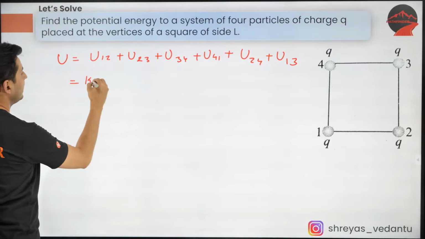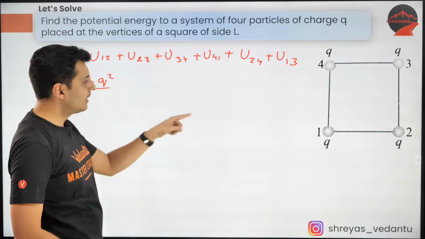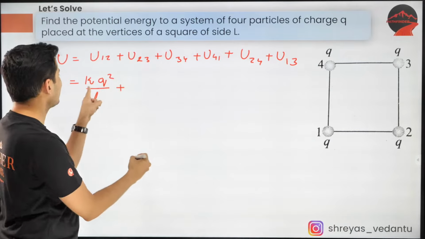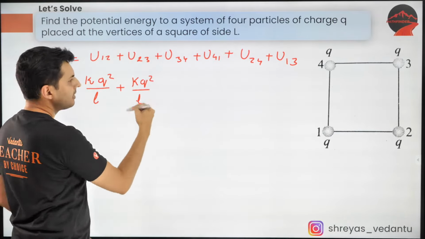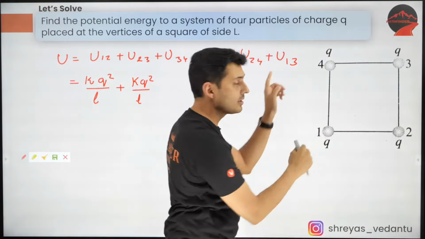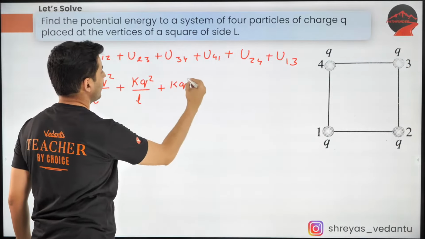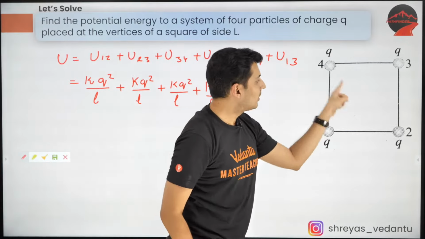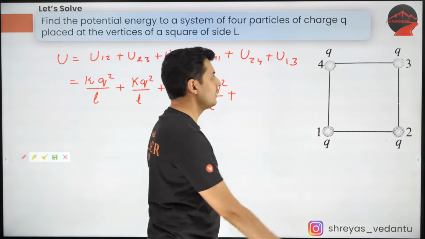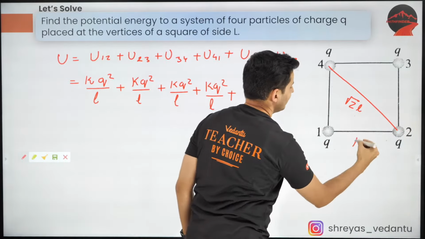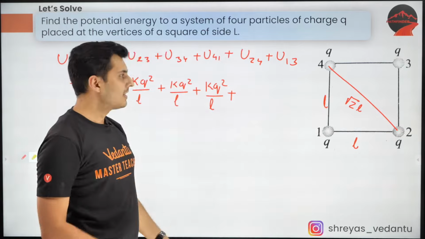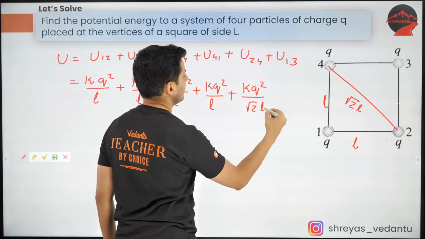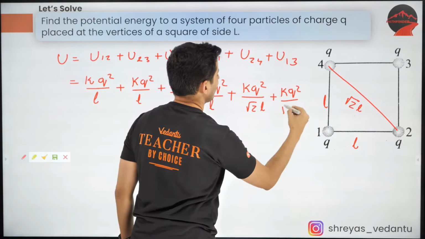Now each one will have KQ, that is KQ square by the distance between 1 and 2. What's the distance? It is L. So even this will be the same. It will be again KQ square by L, because these two and these two all have the same separation L. So KQ square by L plus KQ square by L plus, now 2, 4 and 3, 1. The separation between them is root 2 L, because if this is L, by Pythagoras, this is going to be root 2 L, keep that in mind. So this is going to be KQ square by root 2 times L, and again you're going to have KQ square by root 2 times L.